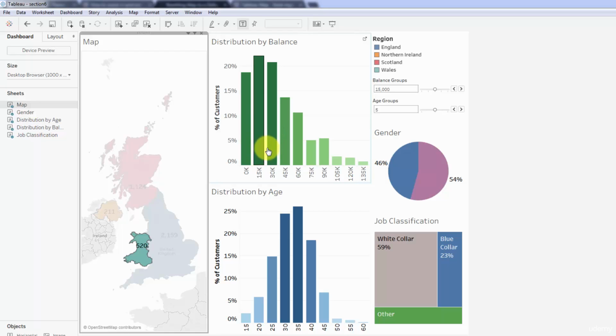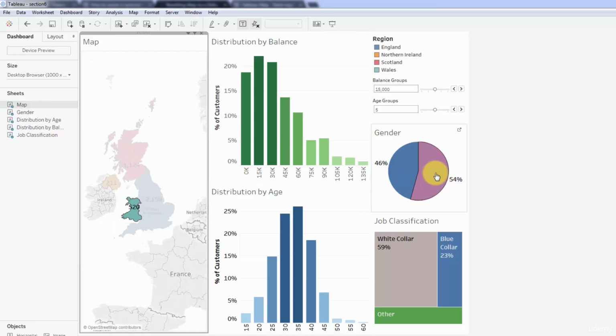So balances from zero to $45,000. It is above average. It's not consistent with the overall baseline, and so that's something we want to report. The other elements here, they're not as significant. Well, there is quite a bit of a gender split, a different gender split. Job classification changes a bit, distribution by age, but probably what is the most interesting part is this distribution by balance.